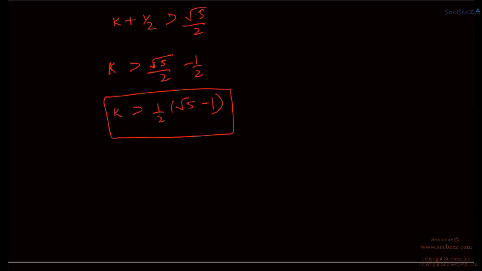So this is the lower bound. So we know that k is less than 1, but we also now know that k is greater than half of square root 5 minus 1. So let's move to the next question now.